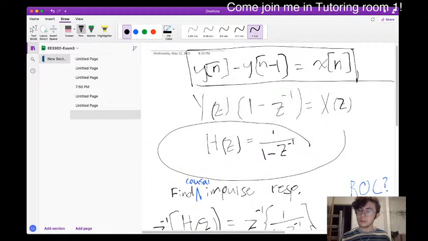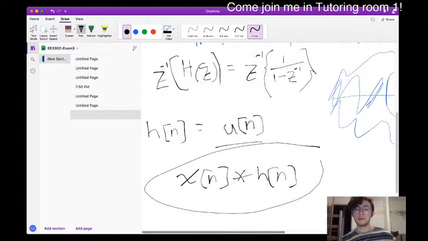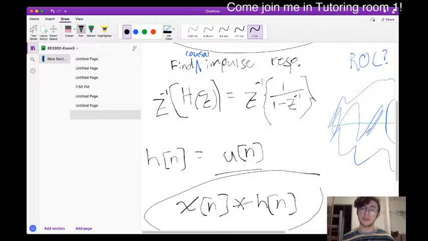So it's good to have both representations available. Let's go ahead and try another one.